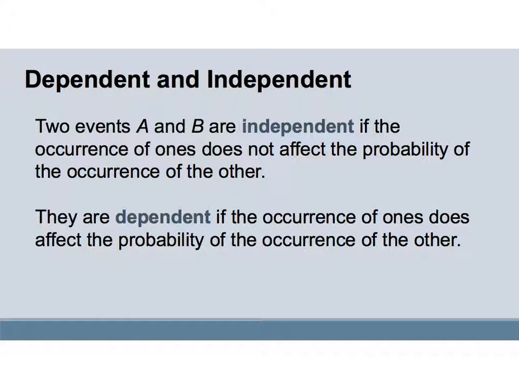The next one that we're talking about is dependent and independent, because we're going to change rules. So we did a couple examples of the addition rule. Now we're going to do the multiplication rule. In the multiplication rule, you have to think about whether something's dependent or independent. Two events A and B are independent if the occurrence of one does not affect the probability of the occurrence of the other. They're dependent if the occurrence of one does affect the probability of the occurrence of the other.